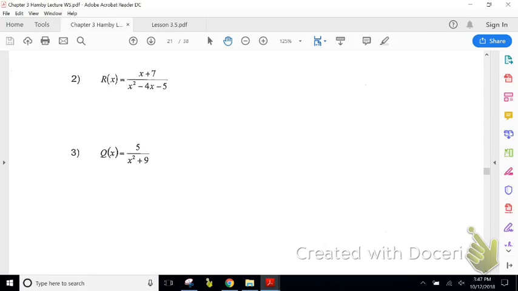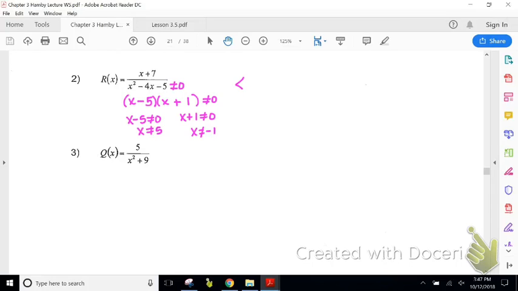Okay, as we keep going, we see here on number 2 that it's a fraction. So we know that that denominator cannot equal 0. So we're going to have to factor it. So we know it's going to be x and x. Multiplies to 5, subtracts to 4, so 5 and 1, minus and plus, and these cannot equal 0, which means that x minus 5 cannot equal 0, and x plus 1 cannot equal 0. So when you solve them, you get x cannot equal negative 1, and x cannot equal positive 5.